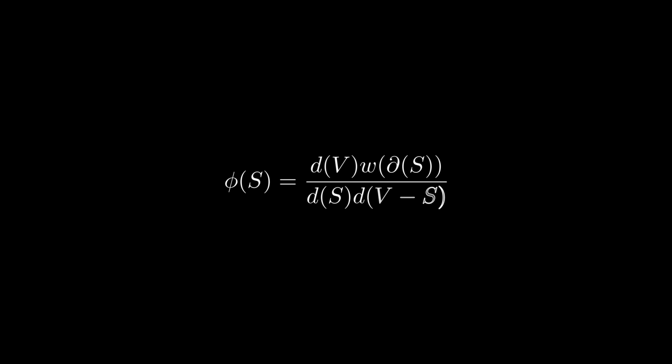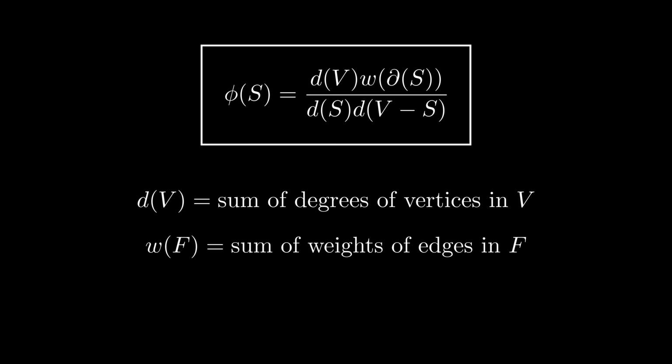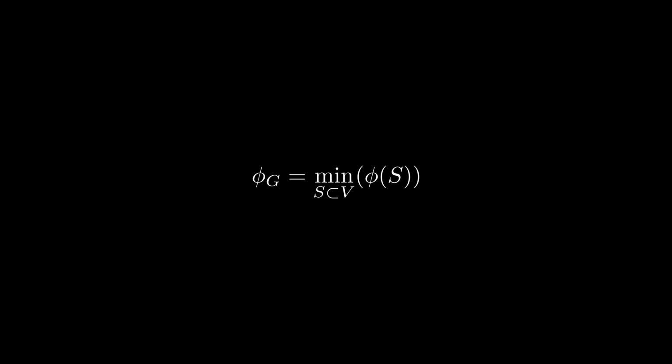Similar to the isoperimetric ratio, we define the conductance on a weighted graph and a subset of vertices as follows. We denote the degree of a vertex v in a weighted graph with d(v) and the sum of the weights of a set of edges F with w(F). Recall that the degree of a vertex in a weighted graph is the sum of the weights of the edges incident to that vertex. As an example, consider the graph shown. In this case, the specific graph with a selected subset of vertices S has an isoperimetric ratio of 0.95.